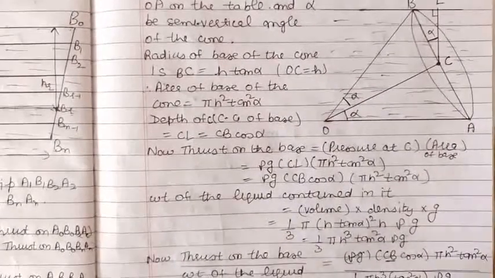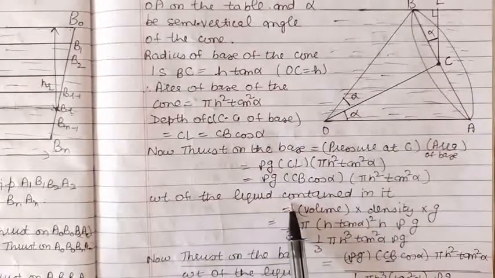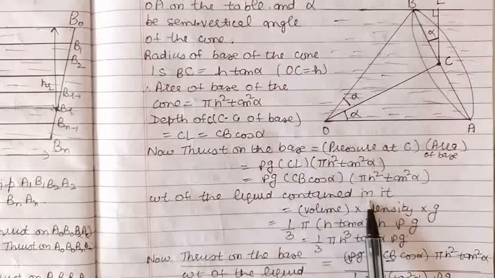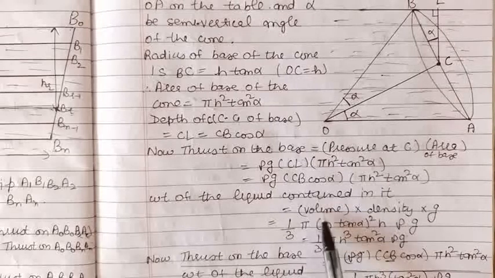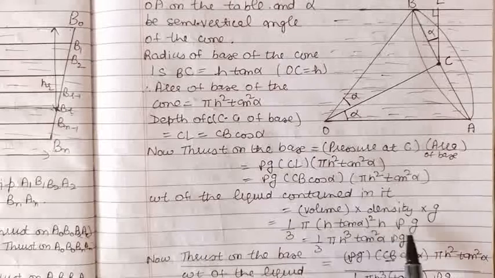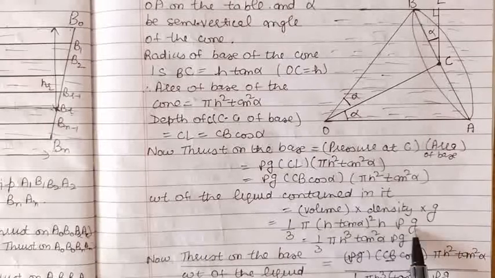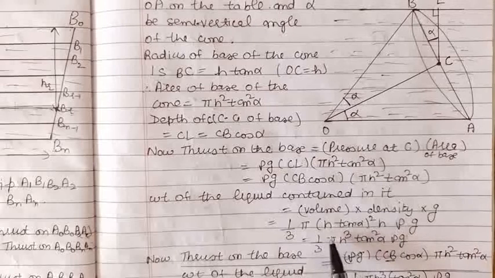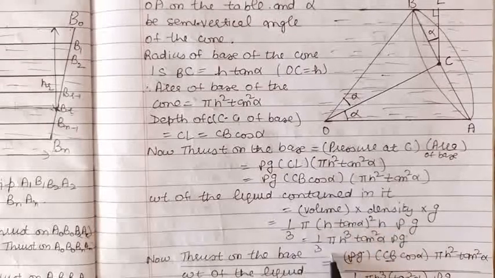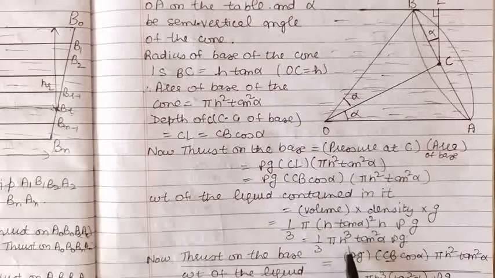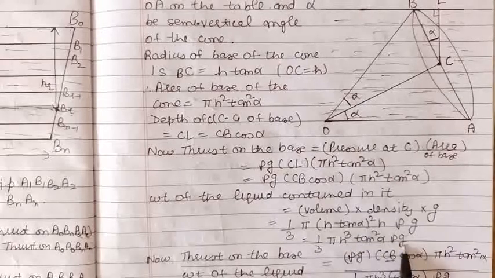Now let us find the weight of the liquid contained in the cone. Weight means volume into density into g. Volume of the cone is 1 by 3 pi r square h. Density of the liquid we have denoted by rho, into g. Now the radius is h tangent alpha. So putting the values, we have obtained the weight of the liquid contained in the cone, which is 1 by 3 pi h cube tangent square alpha into rho g.